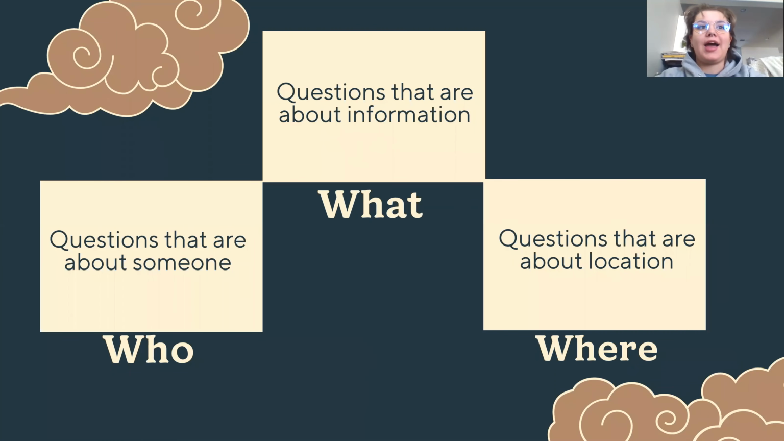So these are the questions we're asking. Who are questions about someone? What? Questions that are about information. You're asking what the information is. And then where? We're asking location questions.